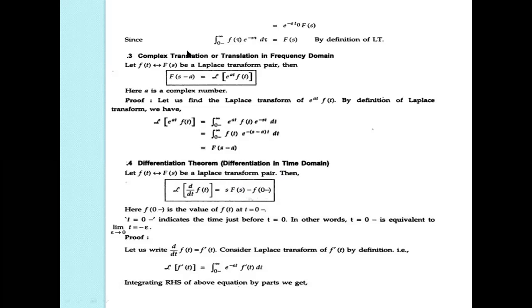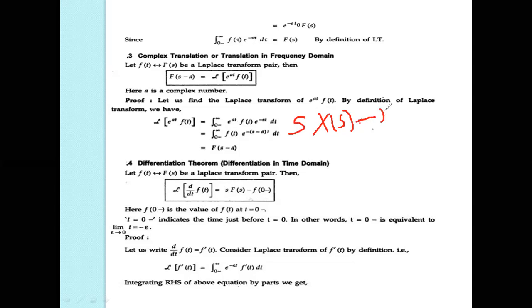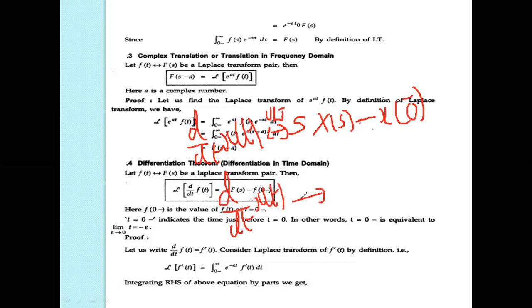What is the difference here? For the unilateral Laplace transformation, the transform of d by dt of x of t is s into X of s minus x of 0 minus. For bilateral Laplace transformation, the derivative of the time domain function d by dt of x of t is s into X of s only.